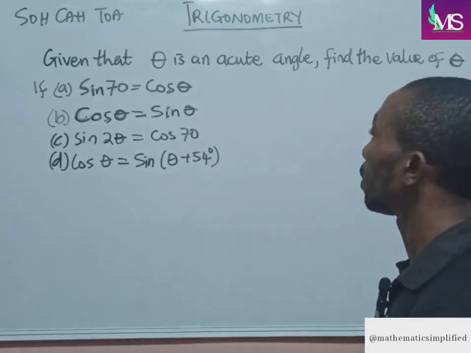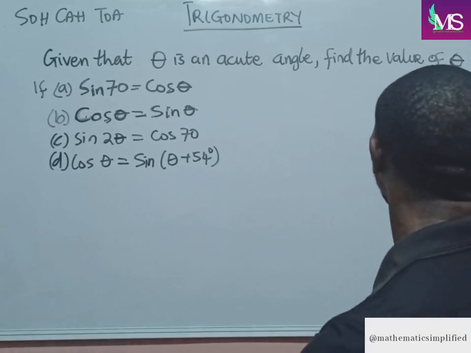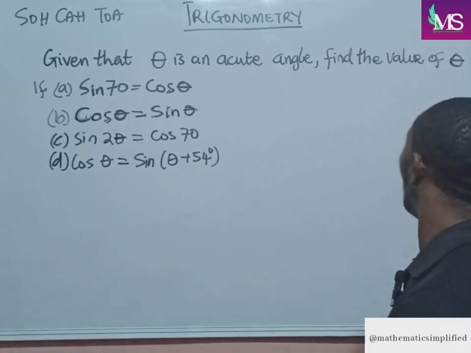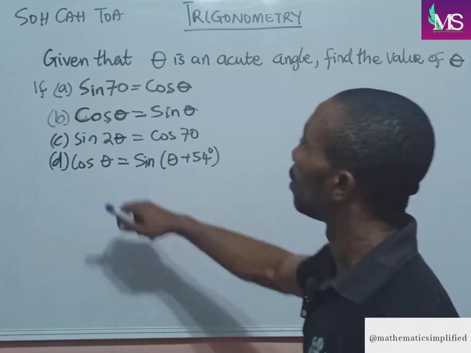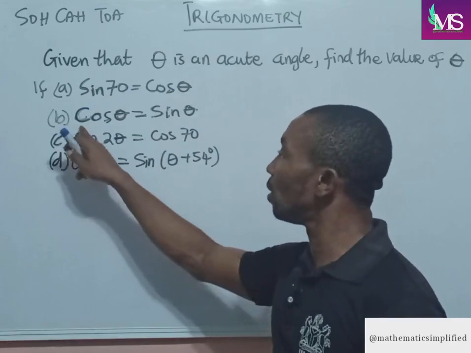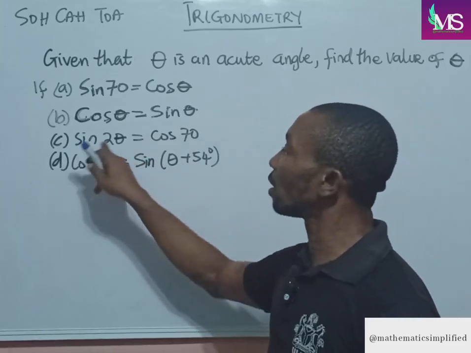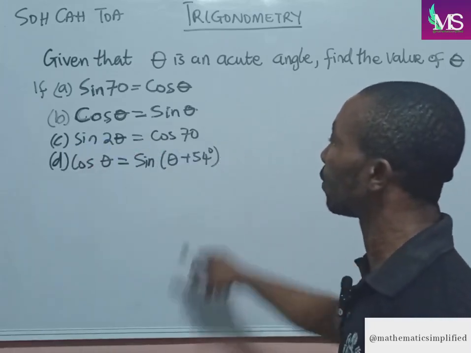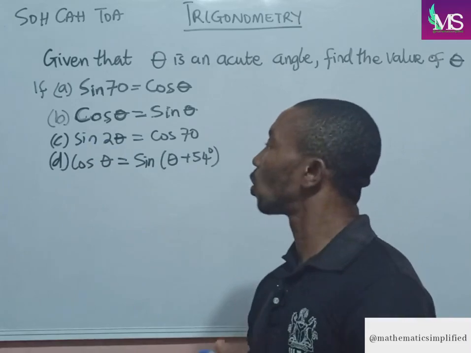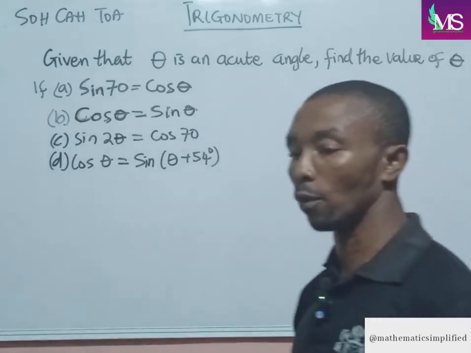Given that theta is an acute angle, find the value of theta if A, sine 70 equals cos theta; B, cos theta equals sine theta; C, sine 2 theta equals cos 70; and D, cos theta equals sine theta plus 54.